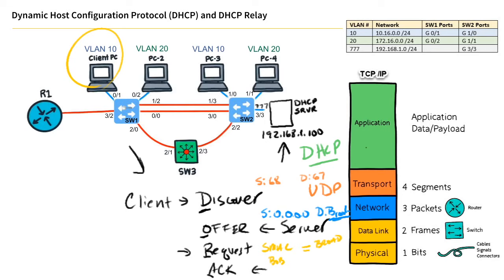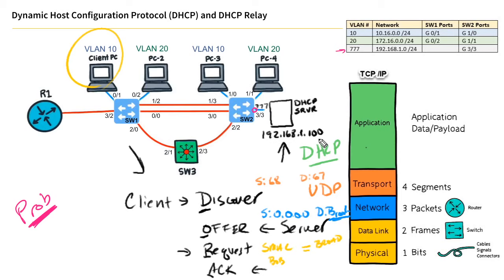The problem is this. Bob's computer, this client PC, connected to port 0/1 on switch 1, is an access port assigned to VLAN 10. That's why I mentioned here that this PC is part of VLAN 10. That's a layer 2 thing. The DHCP server over here is in VLAN 777. This is an access port in VLAN 777. And so the DHCP server is in VLAN 777, and its IP address is 192.168.1.100.